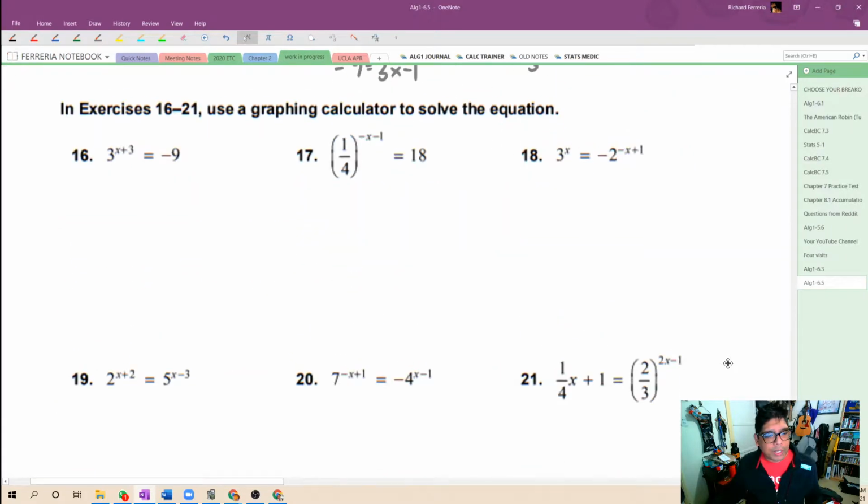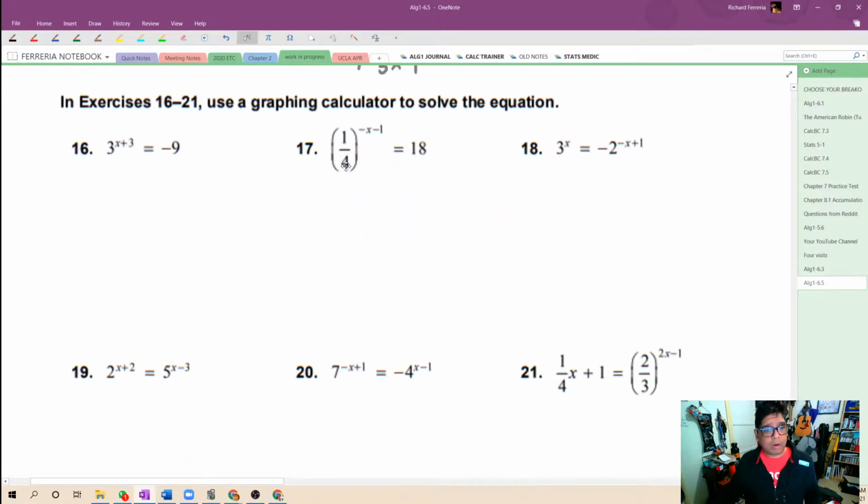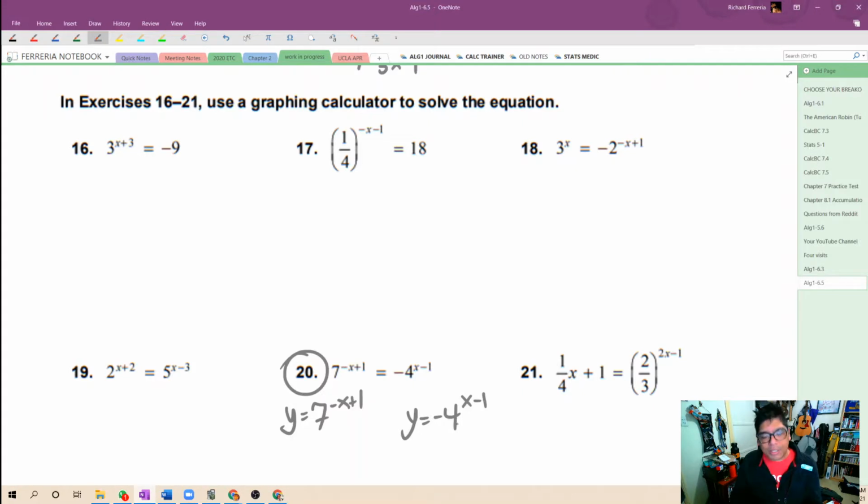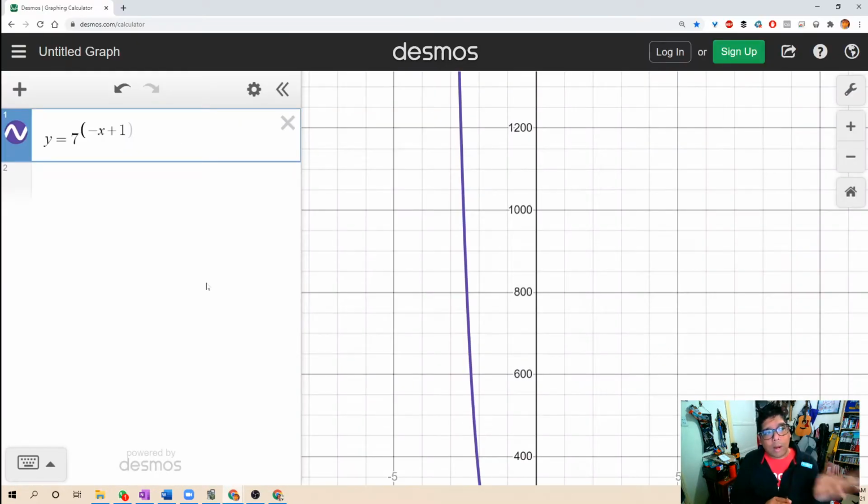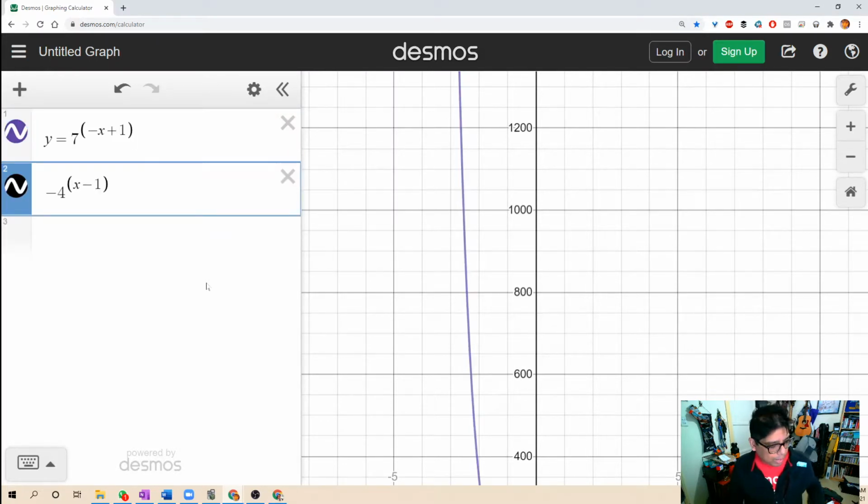Now for the rest of these, I'm just going to do one because it says to use a graphing calculator. And I feel like you guys got the graphing calculator action. So let's try number 20. We've got 7 to the -x plus 1. So that's going to be my first equation. Y equals 7 to the -x plus 1. Then my second equation is going to be y equals -4 to the x minus 1. So I'm going to try to type it into my Desmos pretty much exactly the same way that I see it here. So here we got y equals 7 to the -x plus 1. We got -4 to the x minus 1.